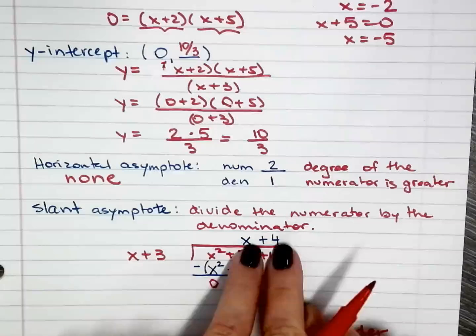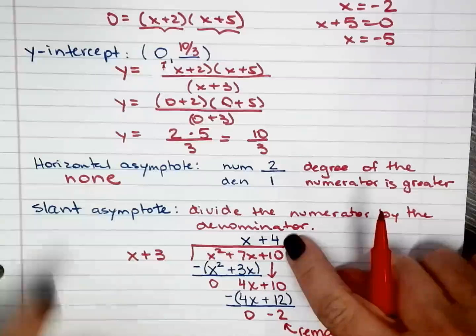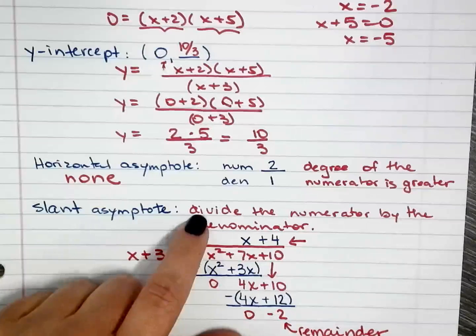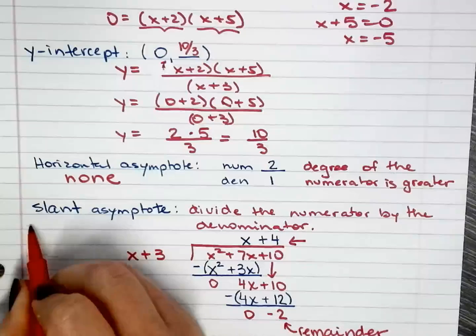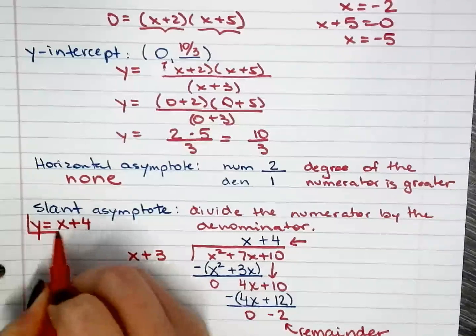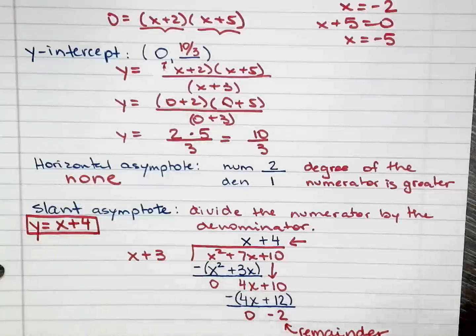And I said your equation is just the quotient. So the equation of the asymptote is the quotient of when you divide the numerator by the denominator. Voila. So your slant asymptote is y equals x plus 4. You don't believe me? That's good because you shouldn't. Check this out.